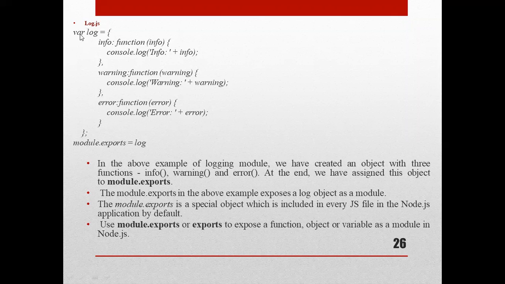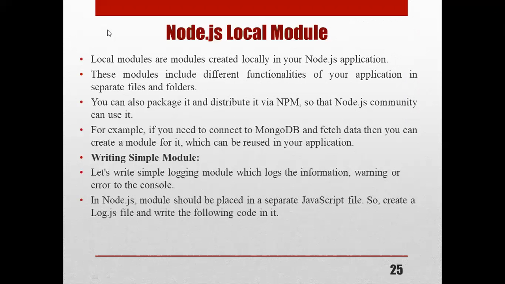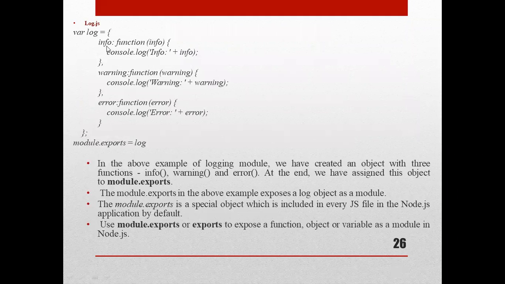What does that include? One variable, that is log. Here you can see where log equals, we are going to write what logs the information, warning, or error to the console. Here you can see the info function with the information parameter, then console.log, which includes plus information. Similarly for the warning message, then for error. And at last we are going to use module.exports.